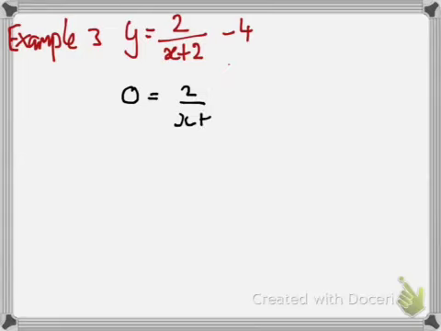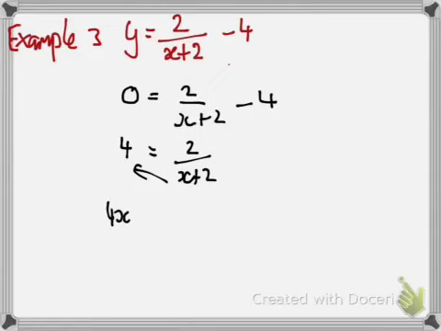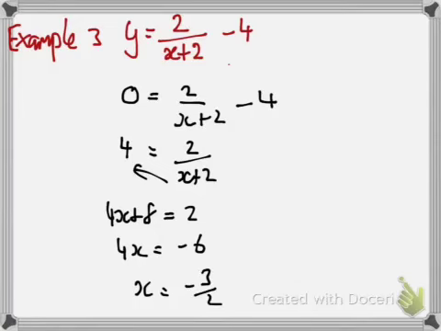x plus 2 minus 4. Next step would be to take the minus 4 across. So we get 4 equals 2 over x plus 2. Times the 4 by x plus 2. We get 4x plus 8 equals 2. 4x equals 2 take 8, which is negative 6. x equals negative 6 on 4, which is negative 3 on 2.